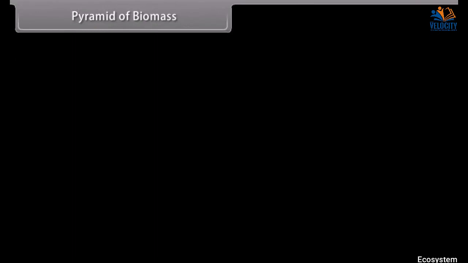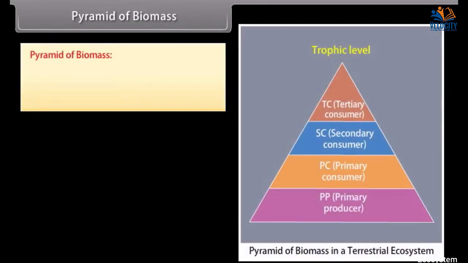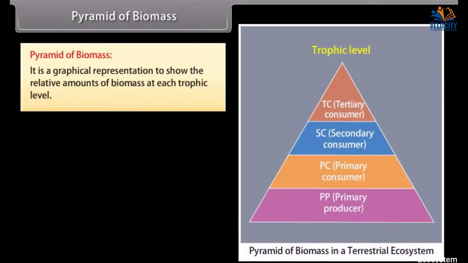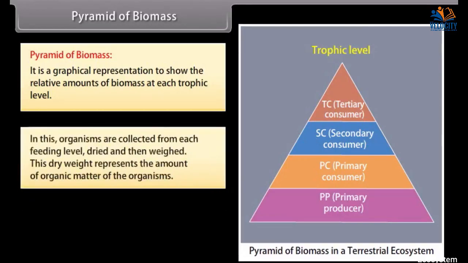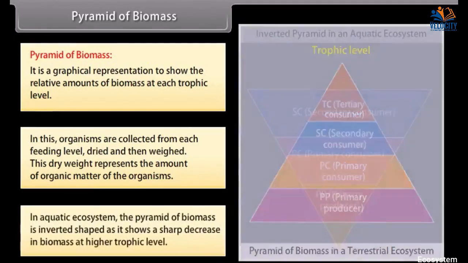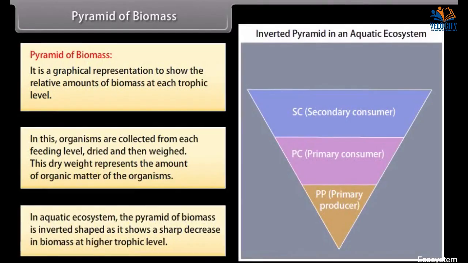Pyramid of biomass. It is a graphical representation to show the relative amounts of biomass at each trophic level. In this, organisms are collected from each feeding level, dried and then weighed. This dry weight represents the amount of organic matter of the organisms. In aquatic ecosystems, the pyramid of biomass is inverted in shape as it shows a sharp decrease in biomass at higher trophic levels.